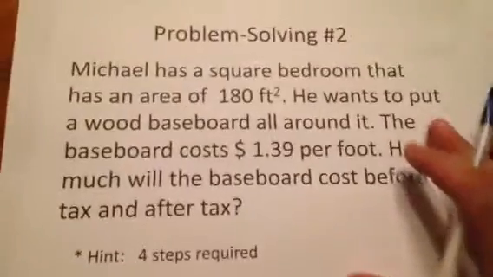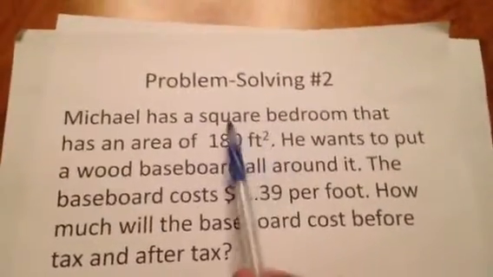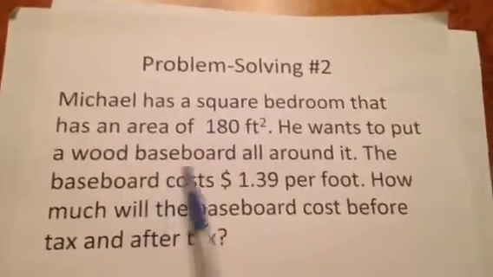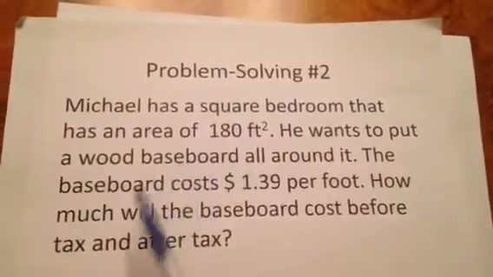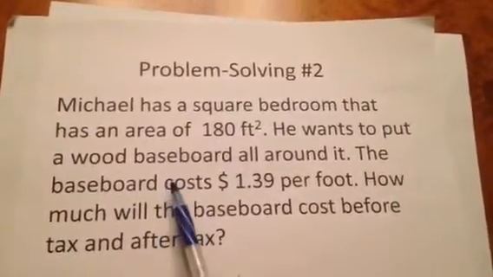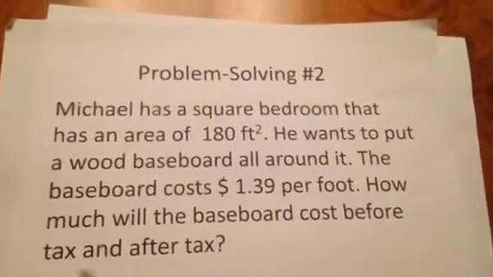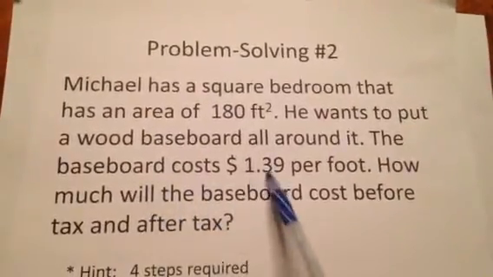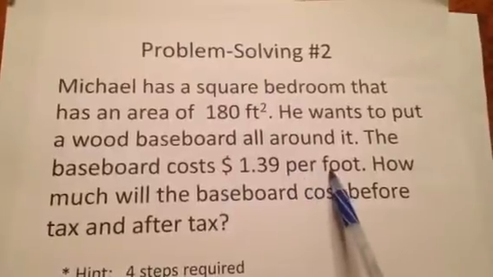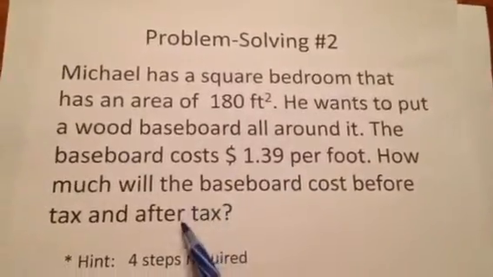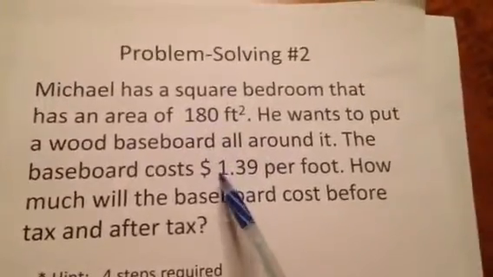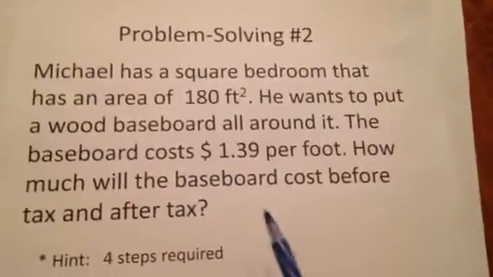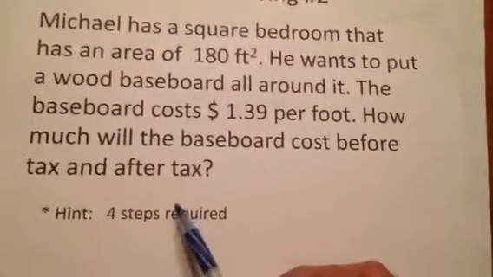Next one, problem solving 2. Michael has a square bedroom, not a rectangle, right? A square bedroom that has an area of 180 square feet. He wants to put a wood baseboard all around it. It's a board that's at the bottom of the floor along the wall that goes all the way around. Every home has it. The baseboard costs $1.39 per foot. How much will the baseboard cost before tax and after tax? So area is this. That's the cost for every foot of board. You have to put board all around. And I need to know the cost before tax and after tax. 4 steps required.